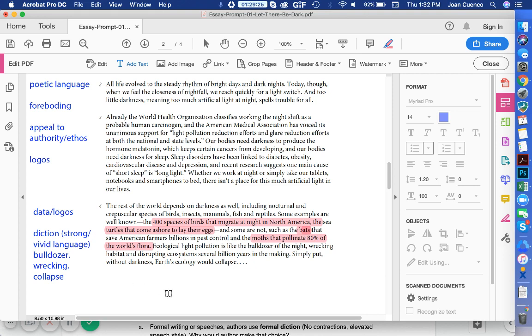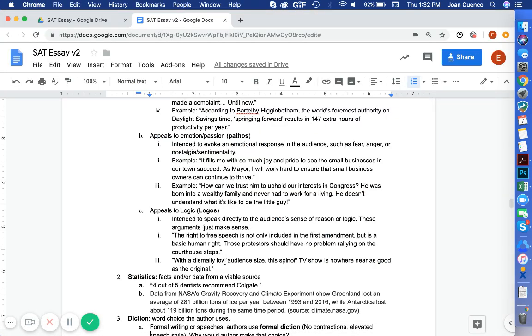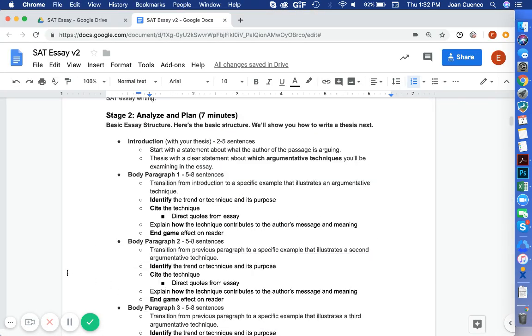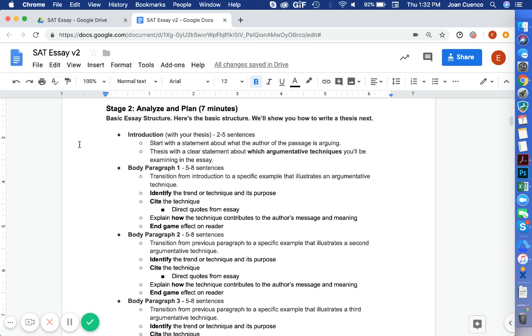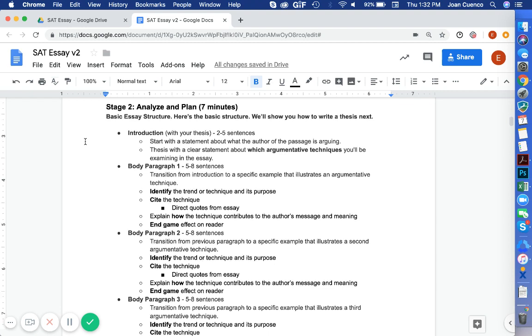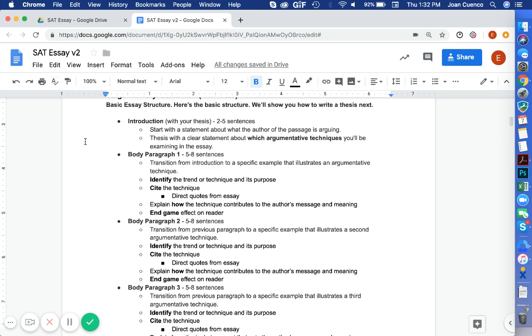And from there, you'll pretty much be able to write the essay. So let's go over what should go in the thesis and body paragraphs of the essay. Okay, let's go back to the SAT essay packet here. And let's go to page 2, stage 2. It's called Analyze and Plan. Now, it's important to know what your basic essay structure is going to be, so it's always good to have a game plan since this is a timed essay.